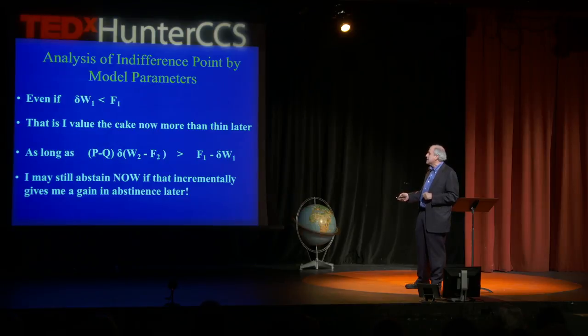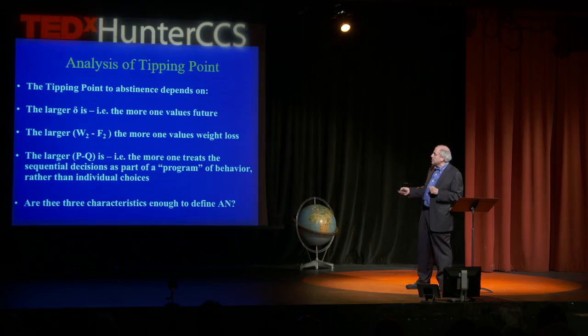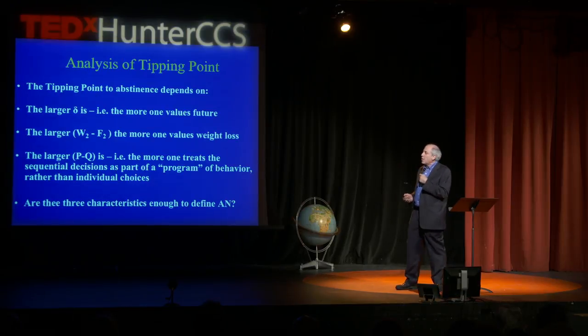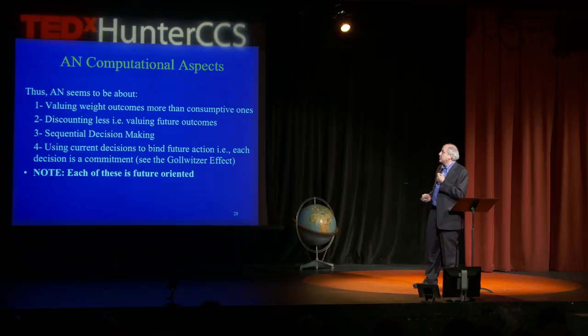I can still abstain. So the larger delta is, the more one values the future, the larger W2 minus F2. That is the amount that my weight loss is greater than my enjoyment of the cake. And the larger P minus Q is. All of those things help the equation tilt me towards abstaining, because P minus Q is how much I increase the probability that I'm going to abstain next time. All three of them characterize this, and all three are about the future.